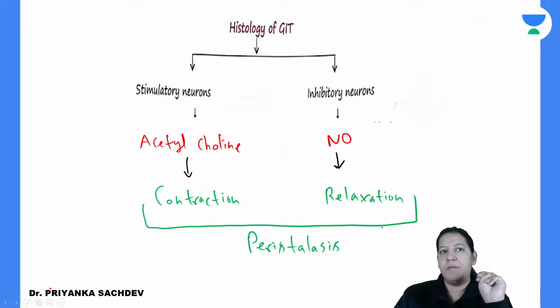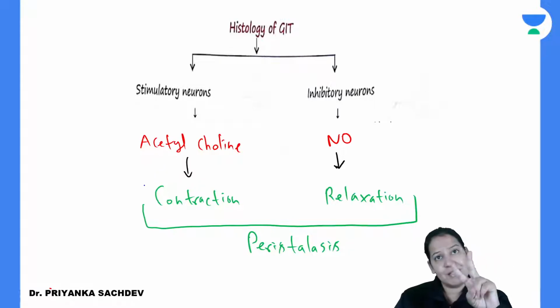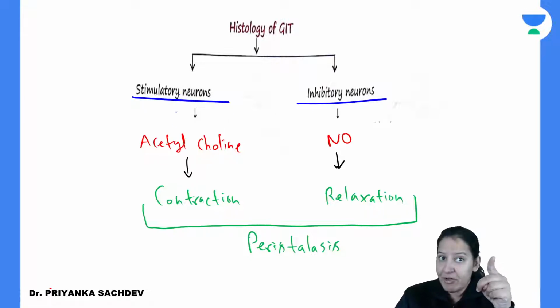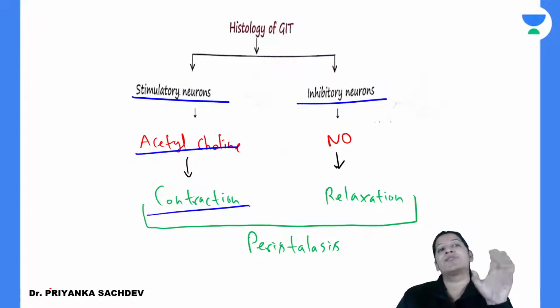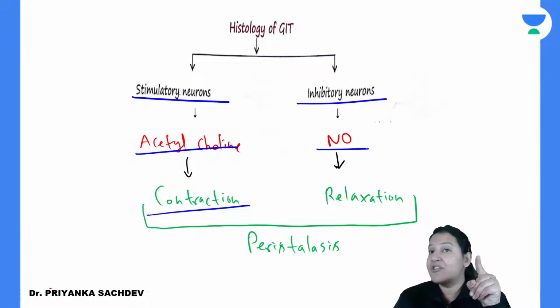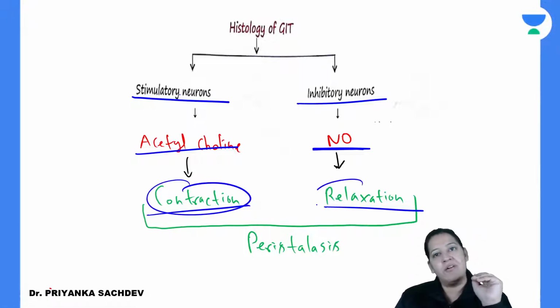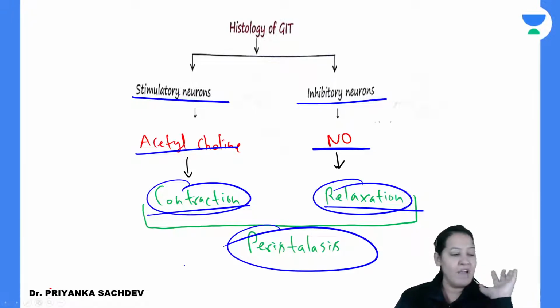There are two types of neurons in the plexus. I have told you, there is Meissner's plexus and Auerbach's plexus. In the plexus, in the esophagus and the LES, we have stimulatory neurons and inhibitory neurons. Stimulatory neurons secrete acetylcholine, which causes contraction, and inhibitory neurons secrete nitric oxide, NO, which causes relaxation. So alternate contraction and relaxation causes peristalsis. Have you got it? Give me a thumbs up, John.